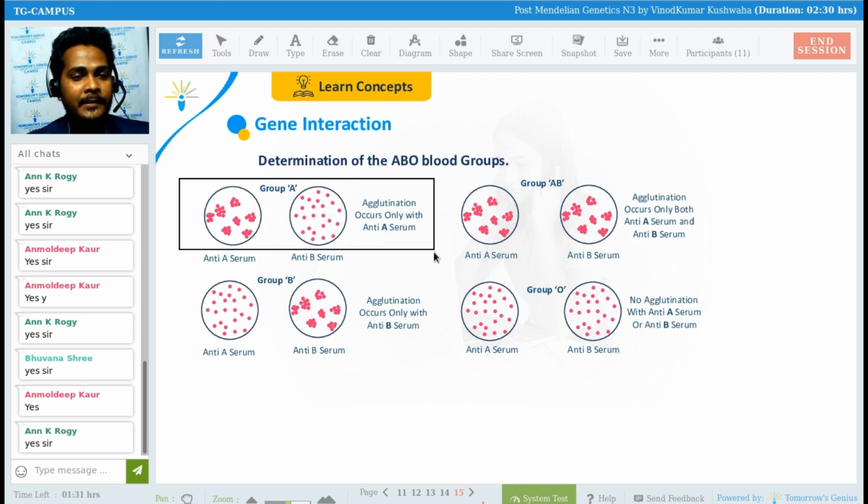How many of you know about slides and cover slips? I know everyone knows. Yes, Anne said, Anmoldeep, Sarjana, great. So only 3 students are active to respond. Bhuvanasri, great. I want everyone to be active.